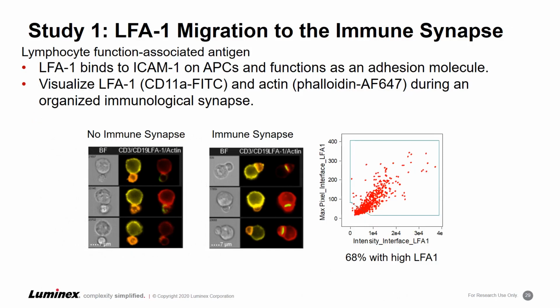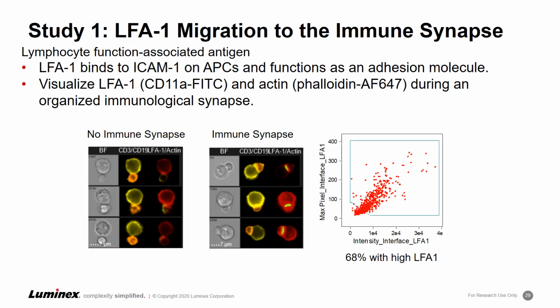Our first study is on the lymphocyte function associated antigen, or LFA1. We use CD11A FITC to visualize LFA1 and phalloidin Alexa Fluor 647 to visualize the actin. We use the same method that I showed for the flow site to identify conjugates and synapse. And if we look at the images, we have a set from the no synapse gate and a set from the immune synapse gate. We have CD3 in orange, CD19 in yellow, LFA1 in green, and actin in red.